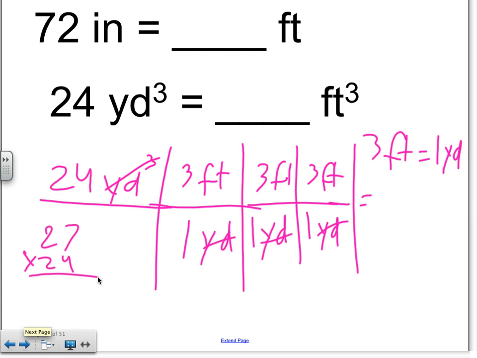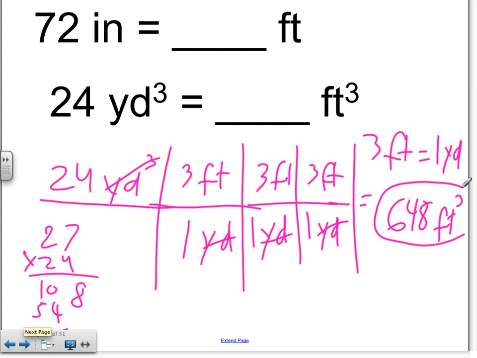What's 27 times 24? Let's do that. 8. Is that correct so far? Yeah, you're correct so far. 648. Yep. 648 what? Feet. Cubic feet. Okay, because notice here, feet, that's cubic, because you are multiplying across. So if you have feet times feet 3 times, you write it as feet cubed or cubic feet.